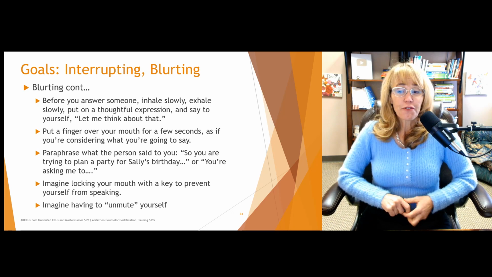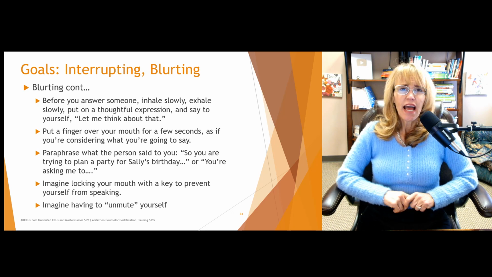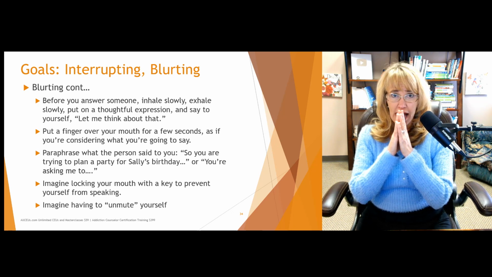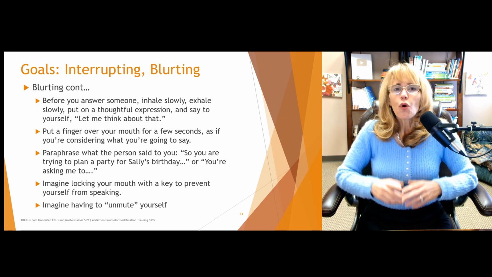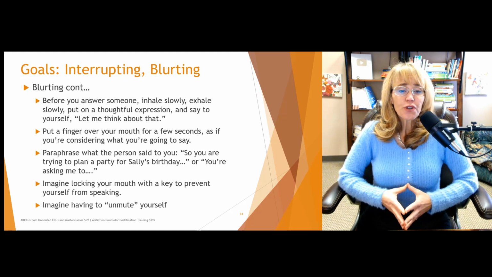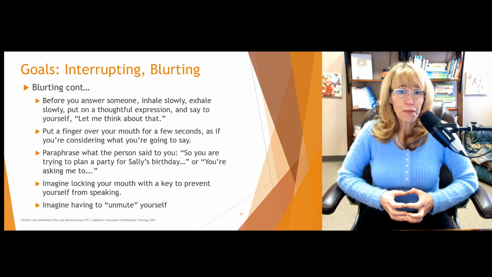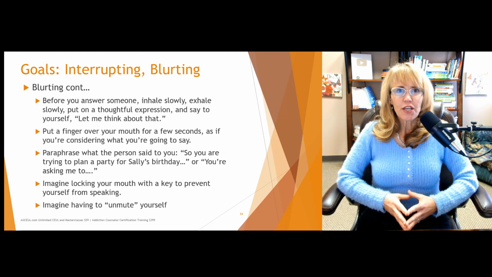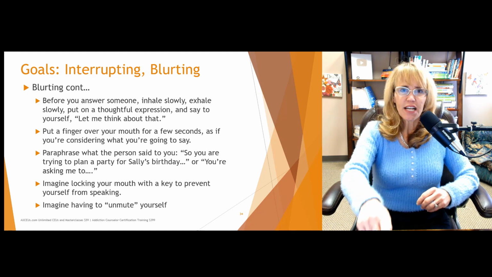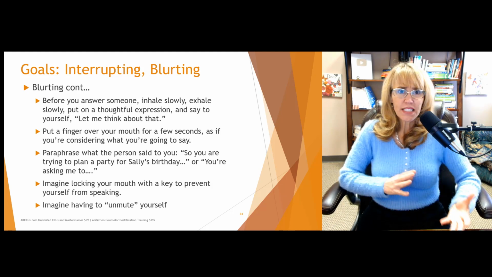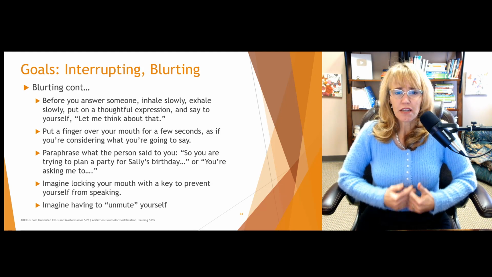You can put a finger over your mouth for a few seconds as if you're considering what you're going to say. And some of us do that by default. You may not feel as comfortable being quite that demonstrative. So you can imagine locking your mouth with a key to prevent yourself from speaking. Or imagine, in the day of technology, that before you speak, you've actually got to unmute yourself. So when the person finishes talking, imagine reaching up and unmuting yourself. Until you do that, you're muted and you're not talking.